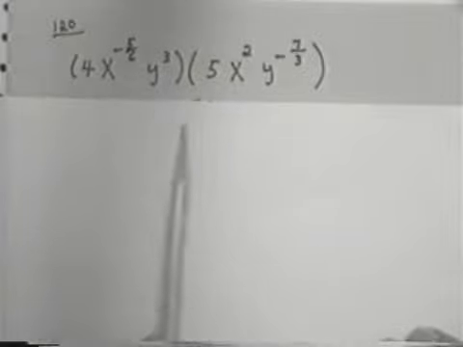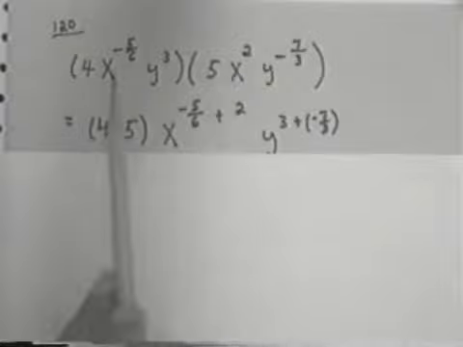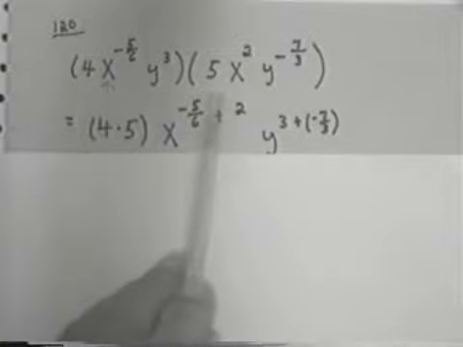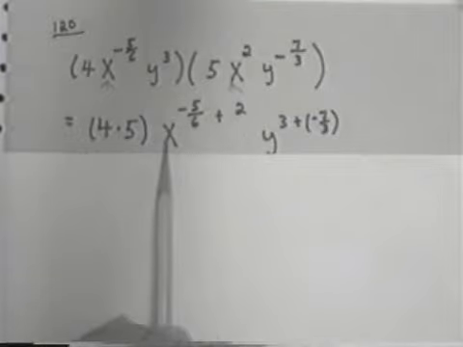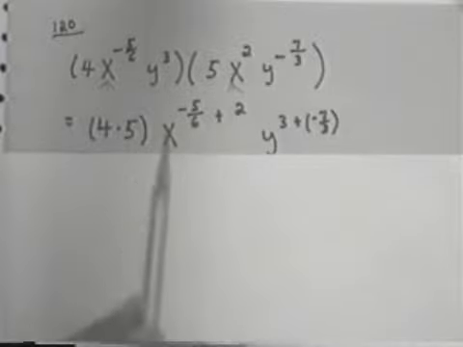I want to group the x's together. I want to group the y's together. So I'm going to put the 4 and the 5 together. I'm going to put the x's together. Now to multiply powers that have the same base, and notice both of these have the same base, I keep the base x and I add the exponents. The negative 5/6 plus 2.